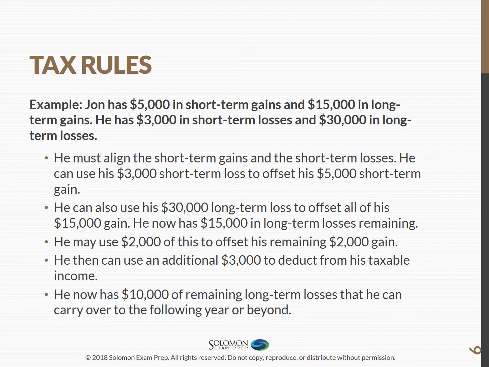He now has $15,000 in long-term losses remaining. He may use $2,000 of this to offset his remaining $2,000 gain. He then can use an additional $3,000 to deduct from his taxable income. He now has $10,000 of remaining long-term losses that he can carry over to the following year or beyond.